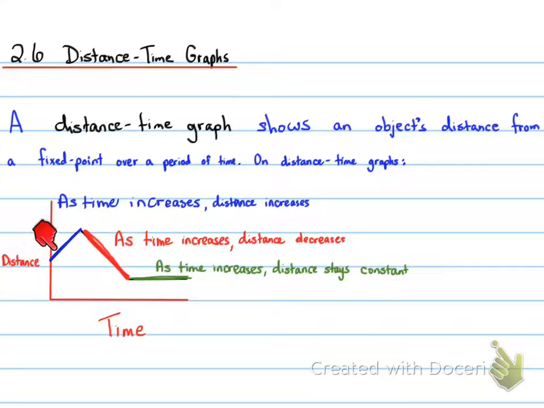So again, here as time increases, your distance increases, you're moving away. Over here, as time increases, distance decreases, you're moving towards. So again, these are all at a steady rate. And then over here, as time increases, distance stays the same, so you don't move at all. So distance is constant.